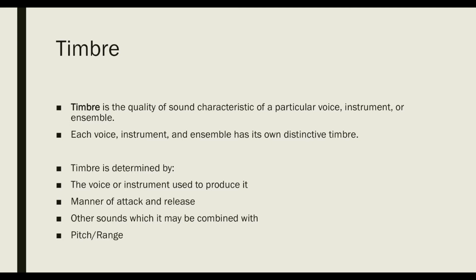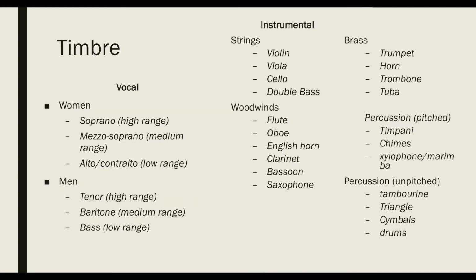Timbre is determined by the voice or instrument used to produce it, the manner of attack and release, how that sound is actually produced. Like a piano, when you strike it, there's a hammer hitting a string, versus someone bowing a violin, or someone blowing on a double reed instrument like an oboe, versus the sound of a saxophone. Other sounds may combine with pitch and range, how high on your instrument you're going. The timbre is different at the high end of a trumpet than it is on the low end of a trumpet. And on the next page, you can look at all the timbres of Western music.